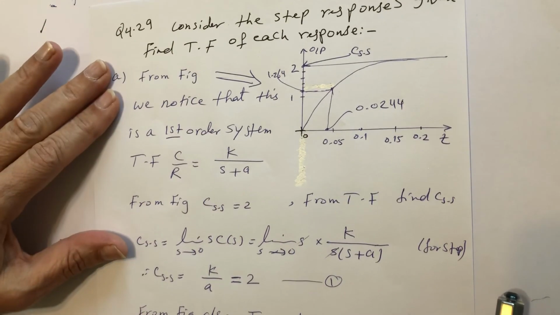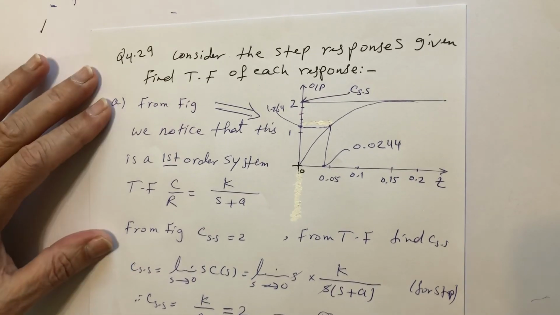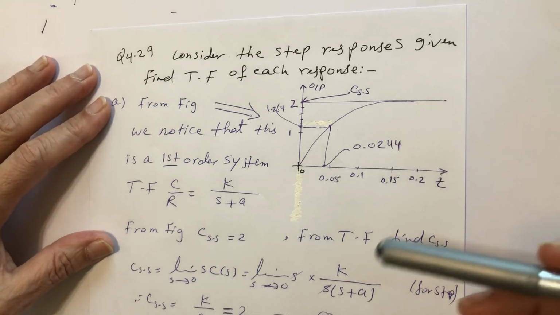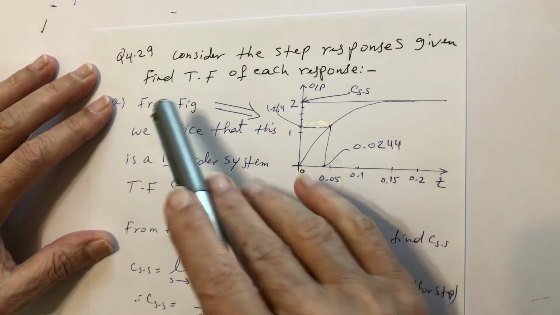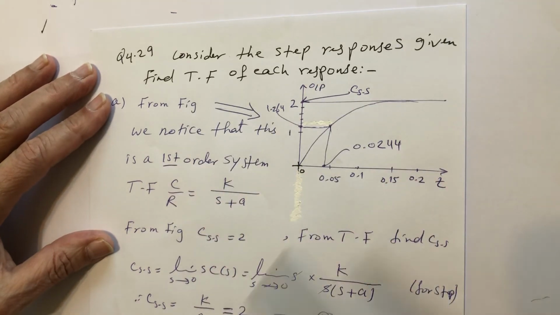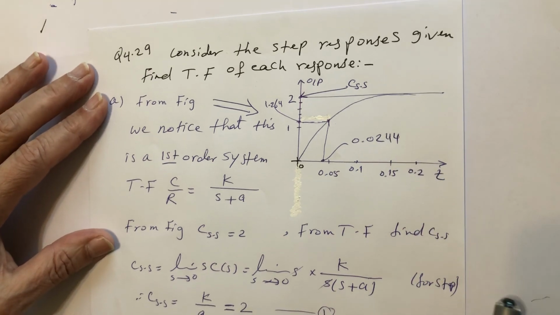Now, let's go to a different style of questions. Now we have question 29, which has 3 parts. I'll solve 2 parts for you, and the third part is similar to the second. Consider the step responses given, and find the transfer function of each response. They are 3. I'll solve 2 of them, 1 first order and 1 second order. The third one is similar to the second one.